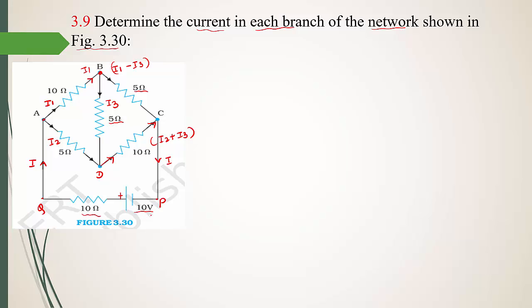Here we have to find current in each branch of the network. So we can use the Kirchhoff rules here. We already studied two rules, KCL and KVL. So let us apply those Kirchhoff rules to find current in each branch. Yes, I am going to apply Kirchhoff's loop rule to the loop.